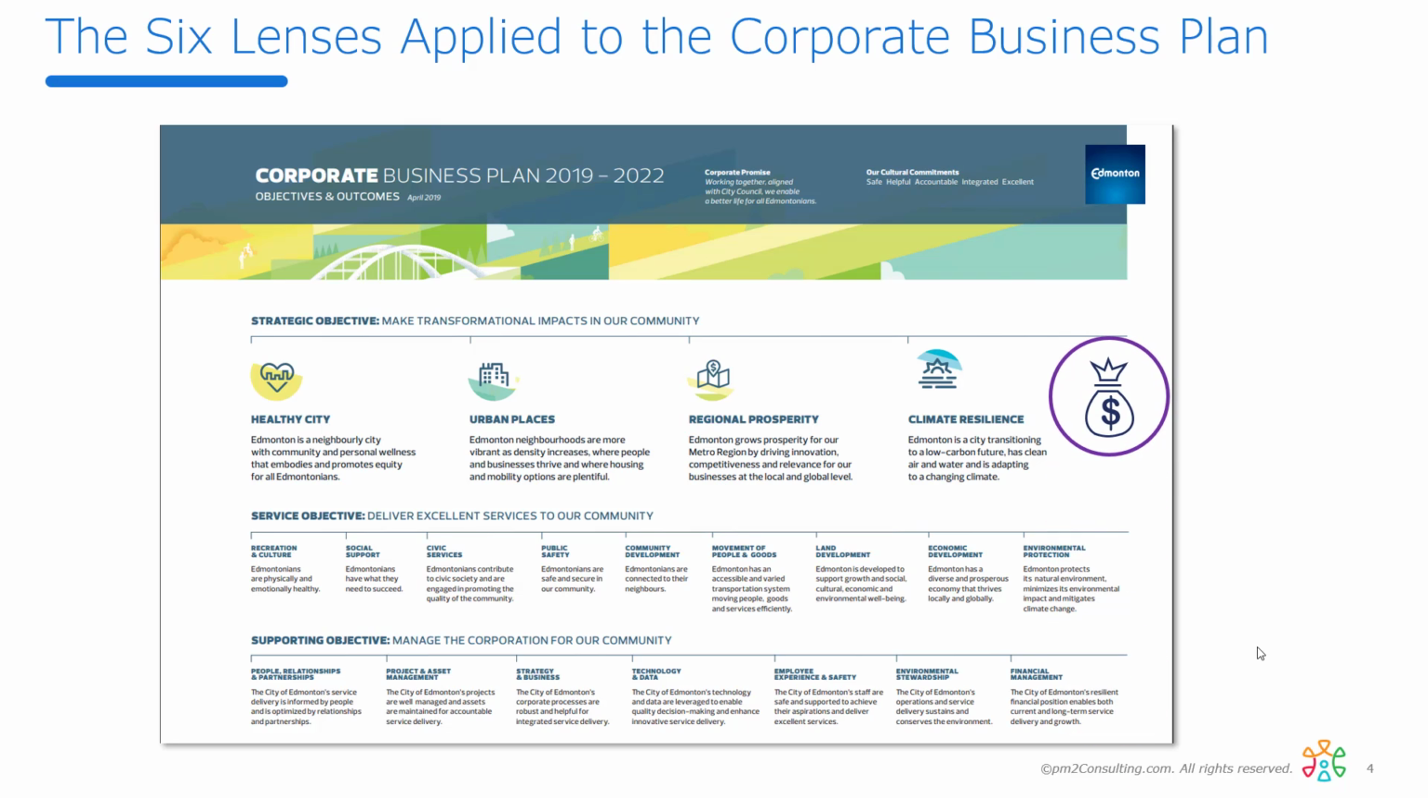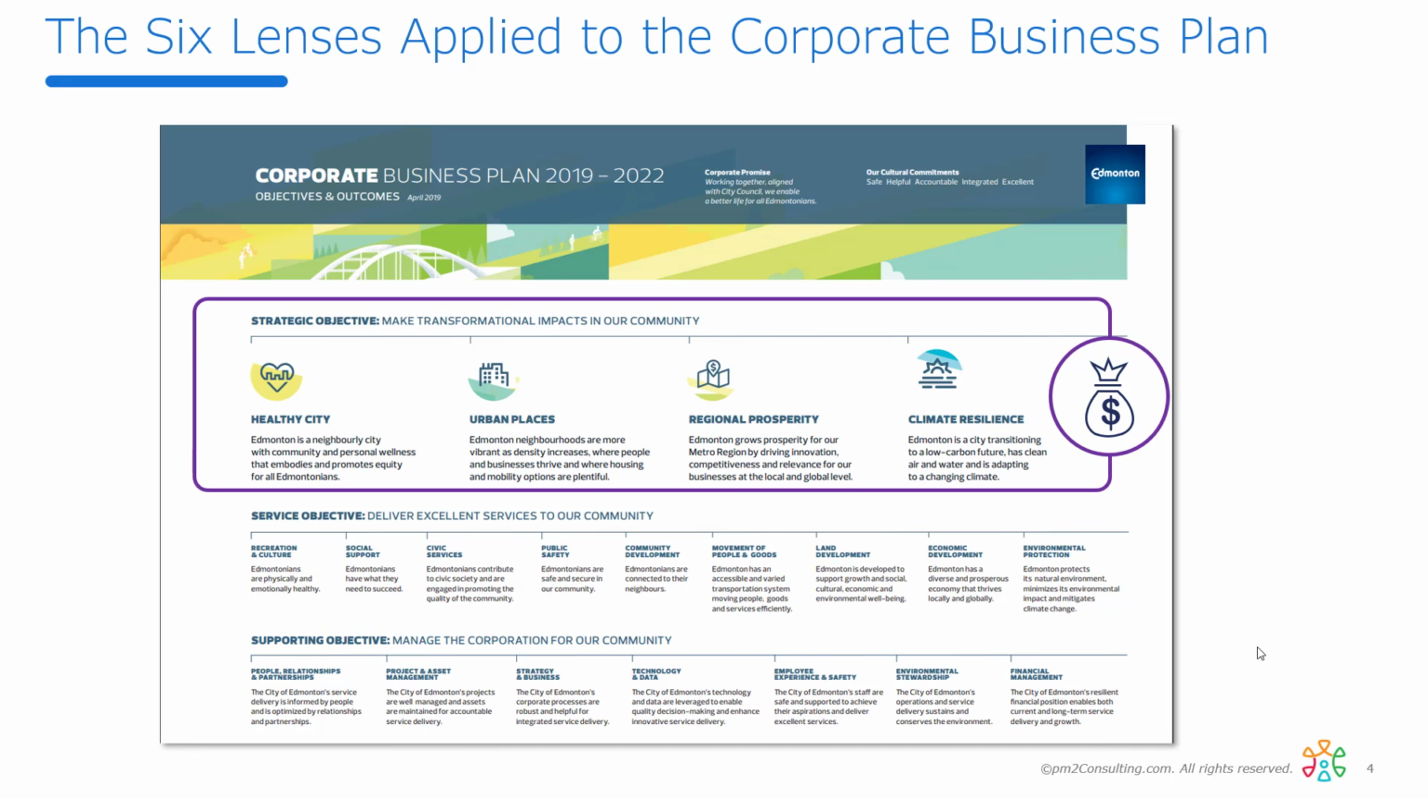The valuation lens is largely used by, in this organization, city council. And your primary concern is around the valuation of healthy city, urban places, regional prosperity, and climate resilience, right? Your strategic objectives. So that's your 9 times out of 10 core way you look at the organization. That doesn't mean you can look at it in other ways at specific need points, but overall, that should be your general view.